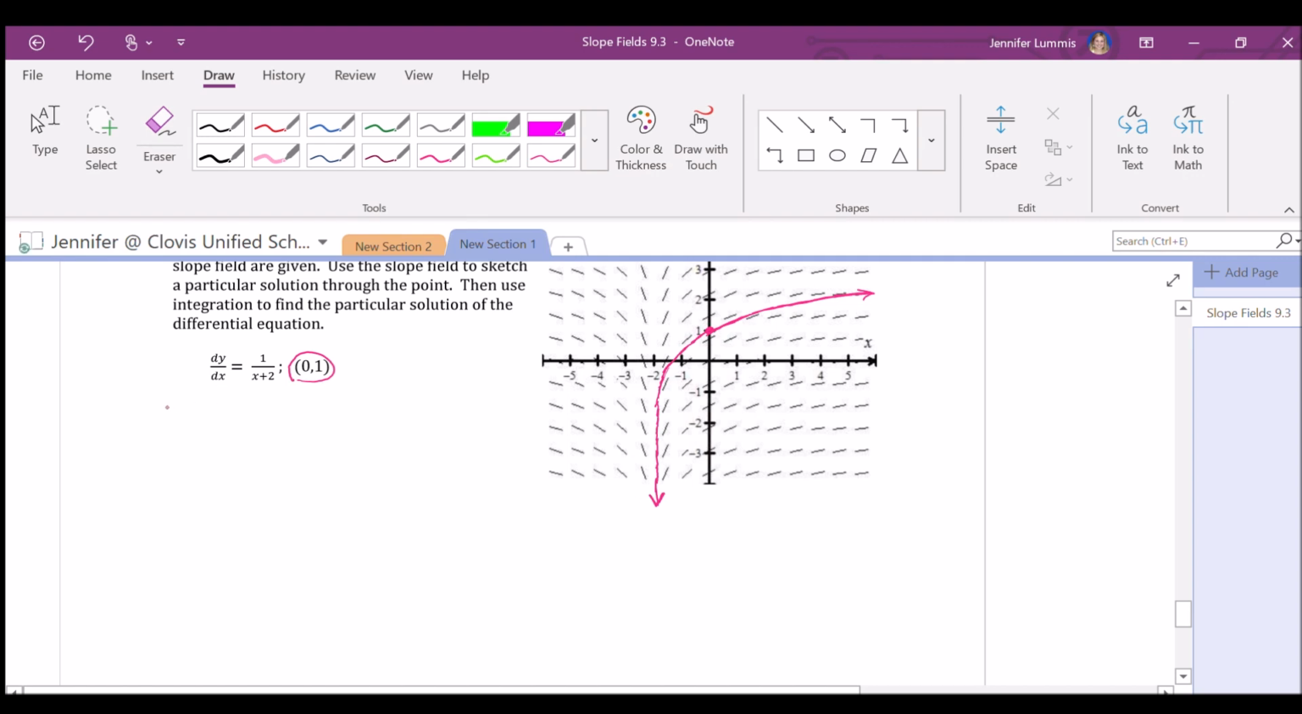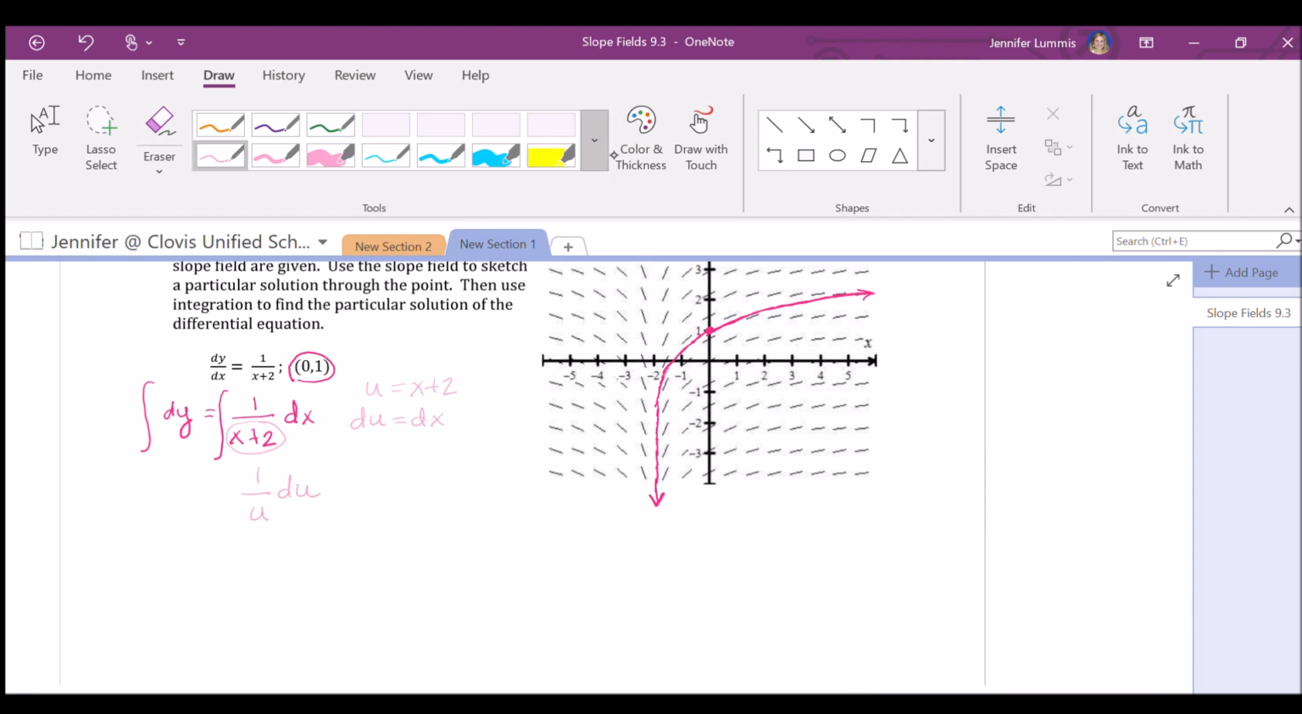So in separating my variables, we're just going to multiply dx over to the right side. And then we're ready to integrate this. So if you like, you can use your u substitution here on the left. Let u be x plus 2. You'll see that your derivative there is just dx. So this becomes 1 over u du that we're integrating.